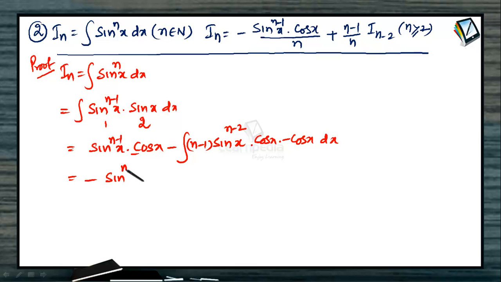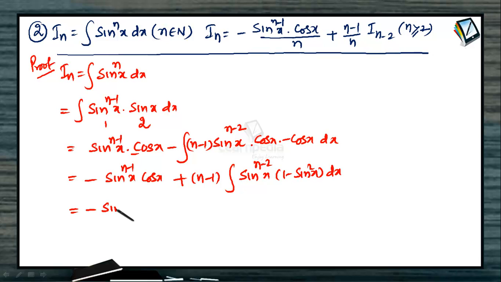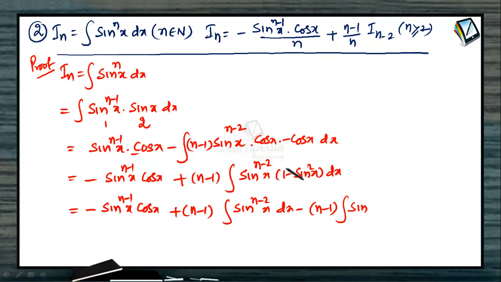minus sin^(n-1)x into cos x, minus into this minus becomes plus, (n-1) times cos squared x. I can write it as 1 minus sin squared x, so sin^(n-2)x into (1 minus sin squared x) dx, which is equal to minus sin^(n-1)x into cos x plus (n-1) times the integral of sin^(n-2)x dx minus (n-1) times sin^(n-2)x multiplied with sin squared x, that is sin^n x dx.